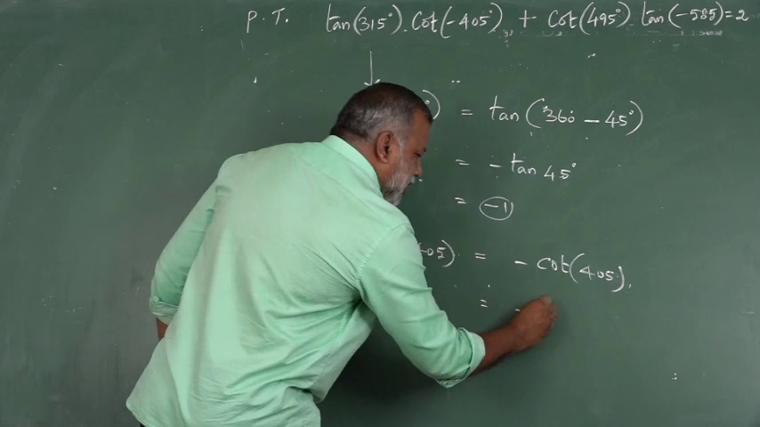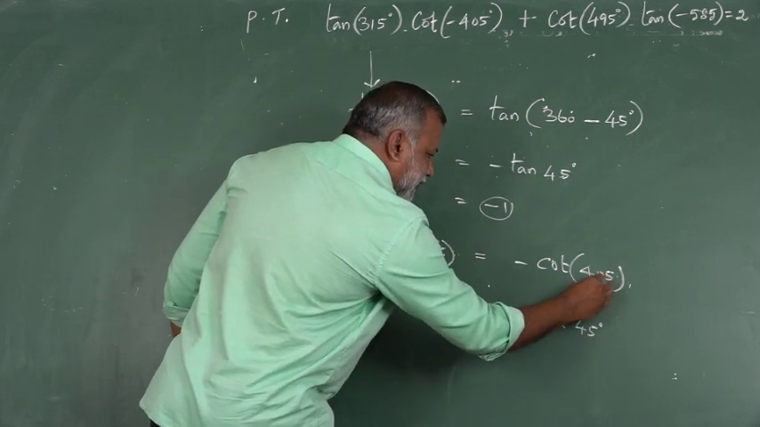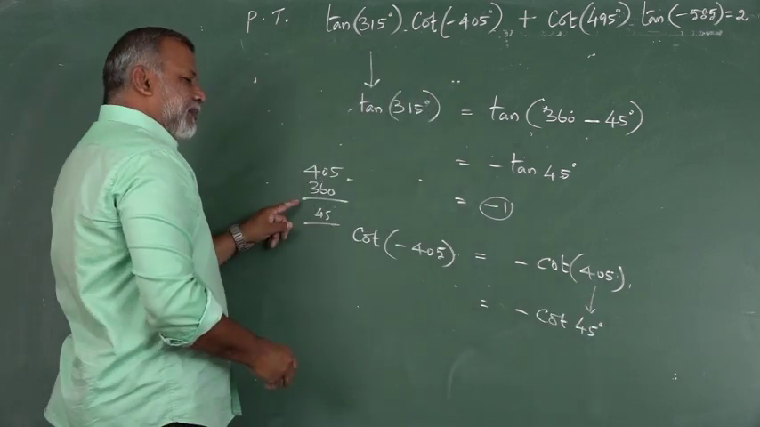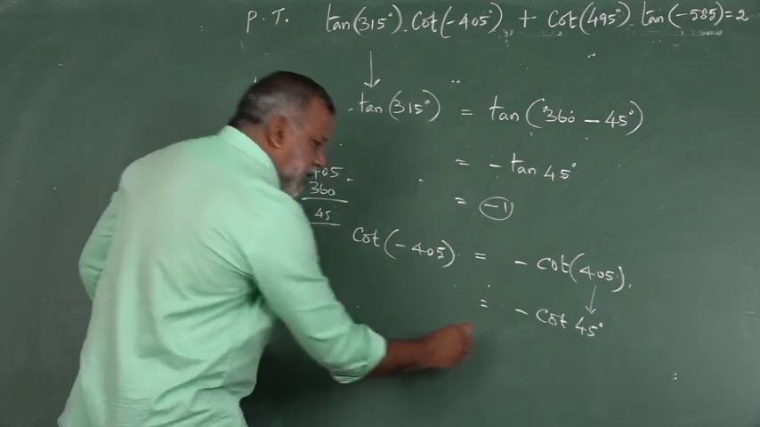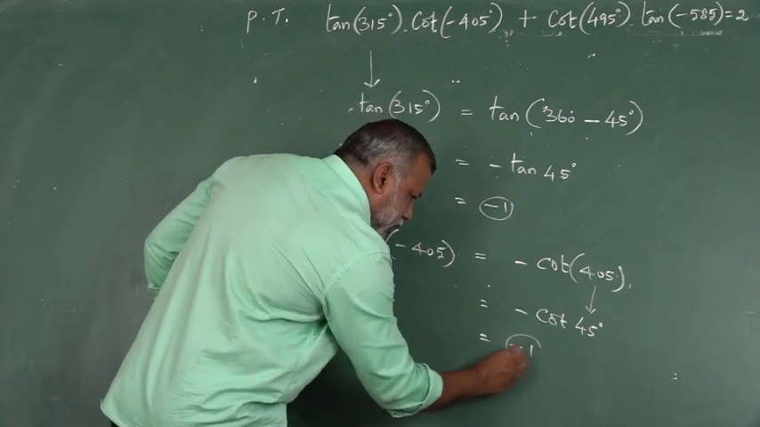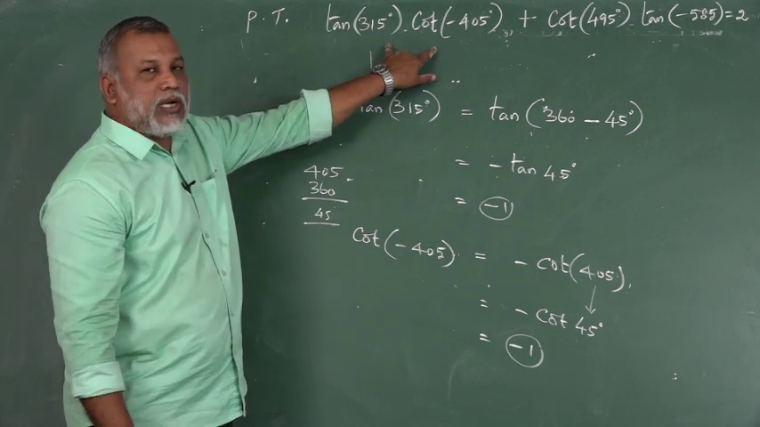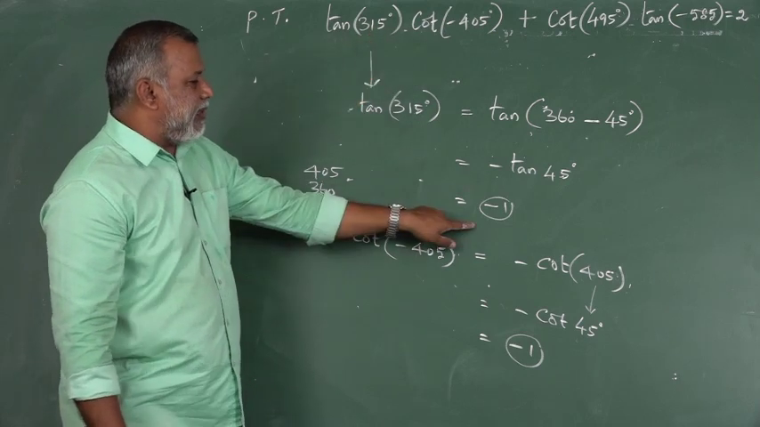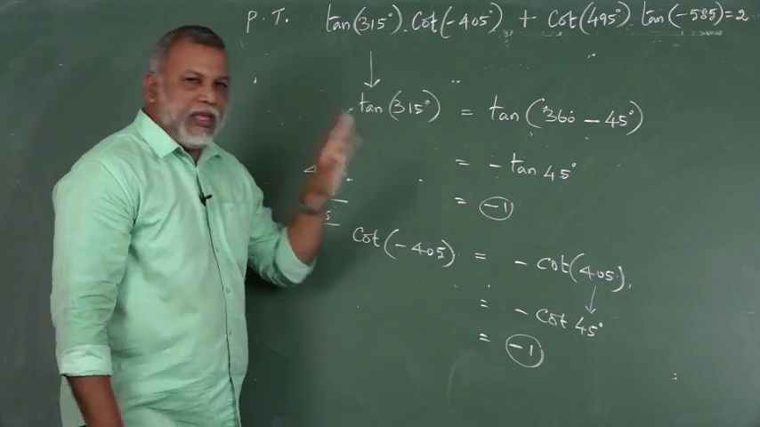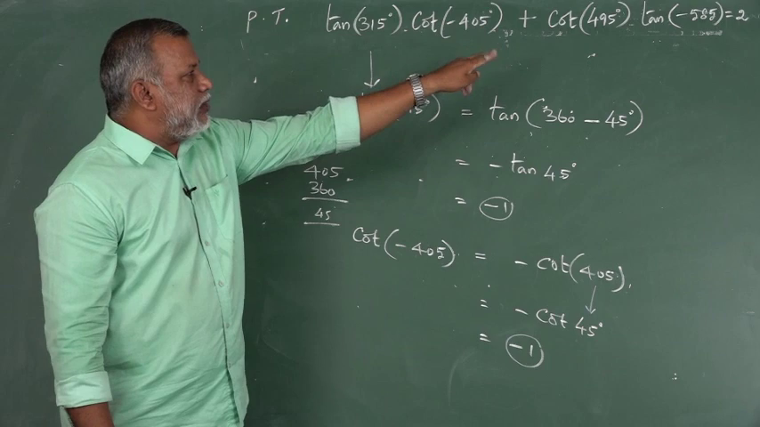So minus cot 45. That means from 405 we remove 360, so the remaining is 45. Now cot 45, the reciprocal of tan, has the value 1. So in the given data, we are able to work out 2 values. The first one is minus 1, the second one is also minus 1. In the same way, you are going to work out the remaining two.